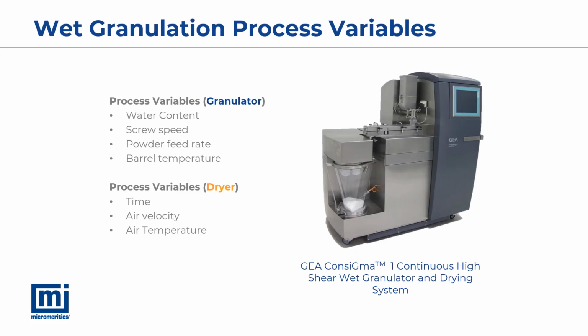In a typical granulator, water content, screw speed, powder feed rate and barrel temperature are usually configurable. Geometries may vary from manufacturer to manufacturer, but these factors are usually common between variations. Integrated or separate dryers are usually variable in terms of drying time, air velocity and air temperature, but for this study, only the granulator parameters were varied.